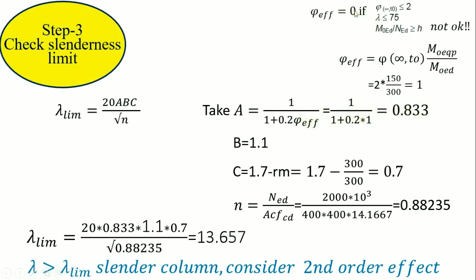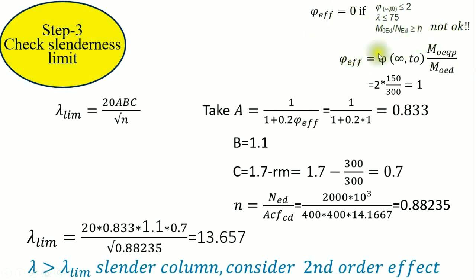Simply, phi effective is equal to 0 if it satisfies those conditions. The final creep coefficient, in our case 2, is less than or equal to 2, so it's okay. Our lambda, as previously, 25.98, is less than or equal to 75, so it's also okay. But the third one, M0Ed, the design moment 300 kN·m, over NEd, the design axial load, is not greater than or equal to h, 400. So it is not okay.